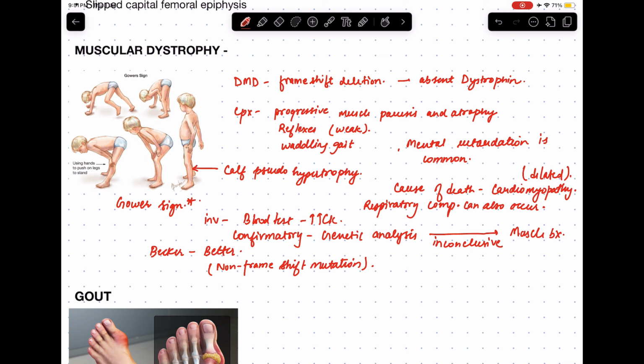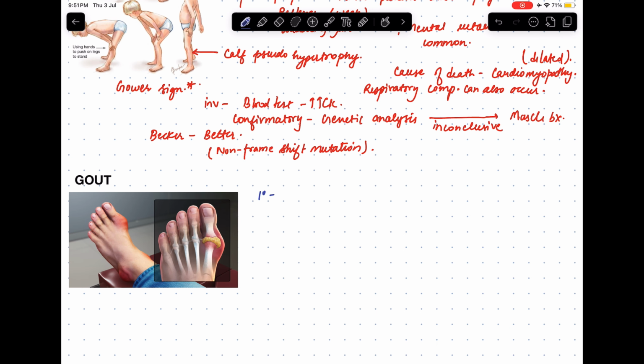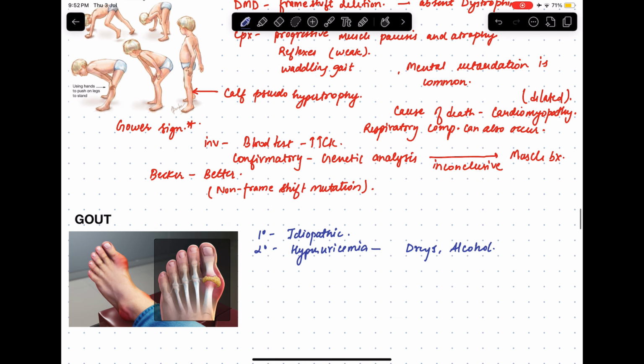Then we have gout. So gout, I am dividing on 2 bases. First is primary gout, and the second one is secondary gout, also known as hyperuricemia. So primary is idiopathic. Secondary can be because of some drugs like diuretics, aspirin, niacin or pyrazinamide, and high alcohol consumption is one of the important triggers for flare-ups.